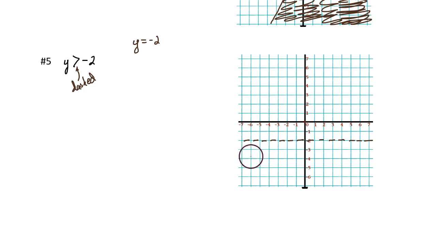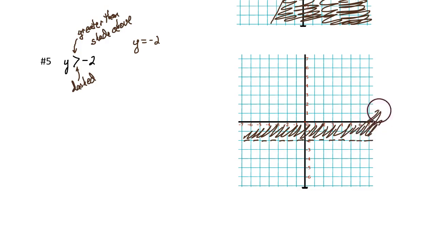Now we're going to decide whether to shade above or below the line. Look at the inequality symbol. This is the greater than symbol. Do you shade above or below? We'll shade above. To be greater than the boundary line means to be above the boundary line. Take your pencil and shade in all of the dots that are above that boundary line.